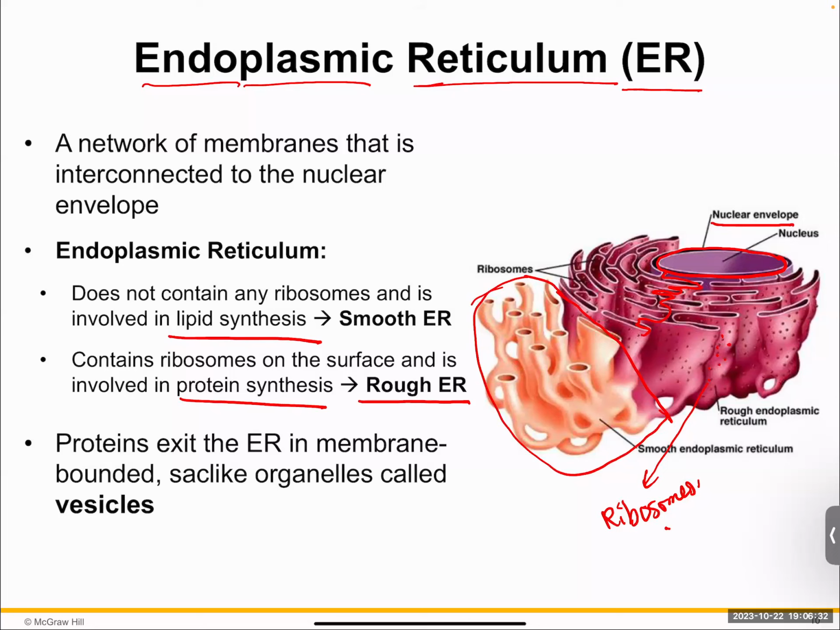Now, when the proteins are synthesized, they need to move on to basically complete their synthesis and their folding. If anything needs to be added or removed, they need to move on and basically get processed. So when these proteins are done and synthesized, they actually exit your ER through these sac-like organelles referred to as vesicles. Now, it's not depicted here, but I will show you that in just a moment.